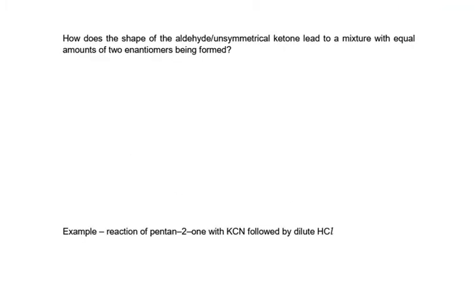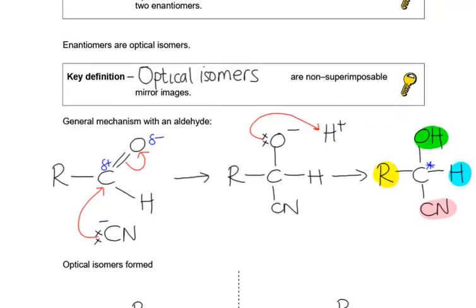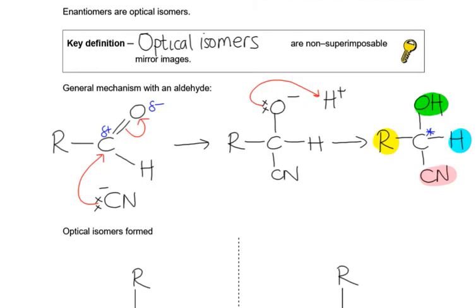So how does the shape of that aldehyde or the unsymmetrical ketone lead to an equal mixture of both enantiomers? And remember that equal mixture is our racemic mixture. And our racemic mixture will not rotate plane polarised light. Despite each enantiomer being able to do it, the racemic mixture won't. So what was it about the shape? It's all to do with finding something in that structure that's planar. And right here in the aldehyde, we've got a planar carbonyl carbon.